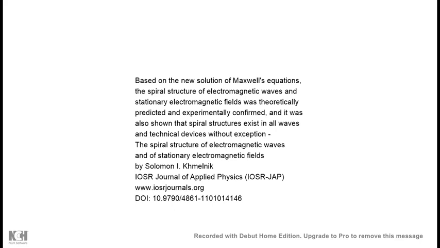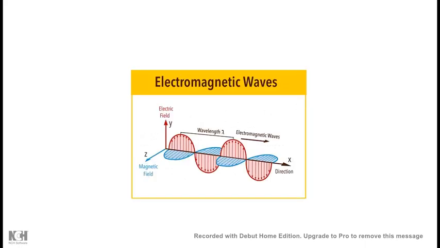Spiral structure of electromagnetic waves. I want to have a bit of a look at that. And there you see the electromagnetic waves. As we see the direction of propagation of the electromagnetic waves, there is the electric field, there's the magnetic field, at 90 degrees to each other. Now, come back to this description.